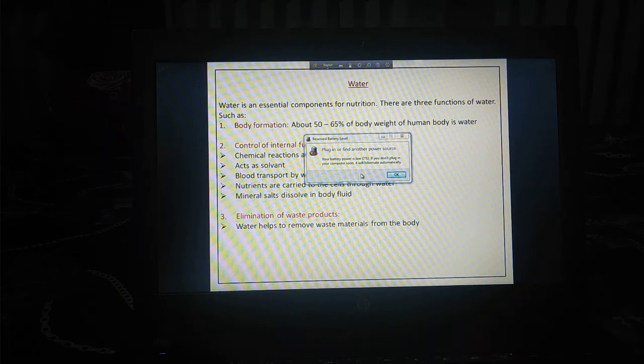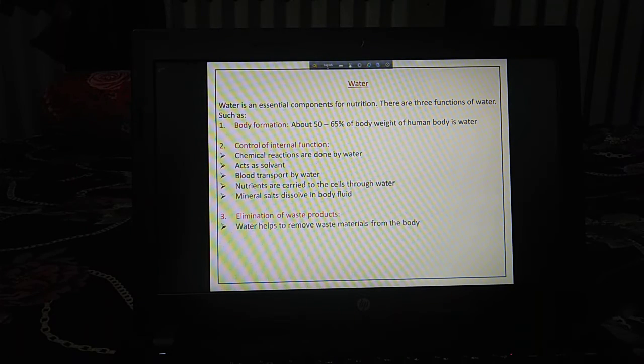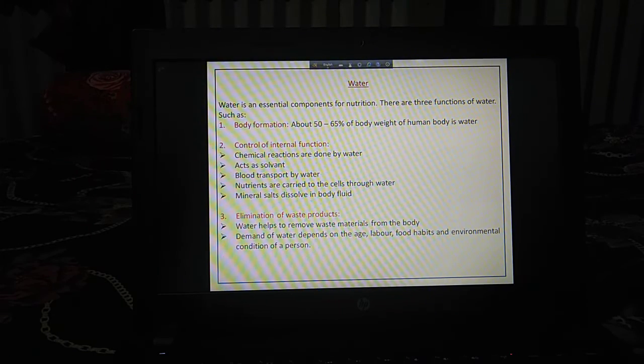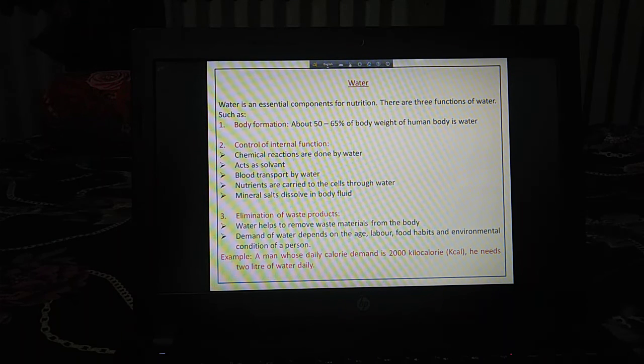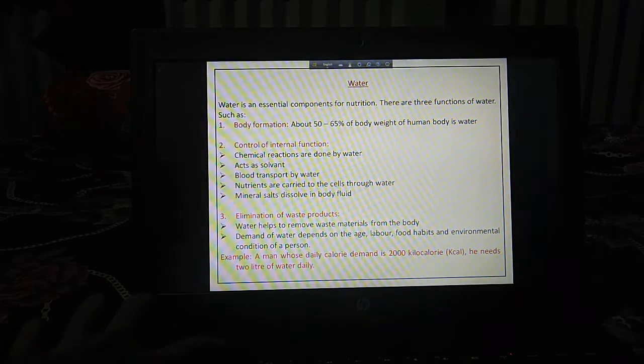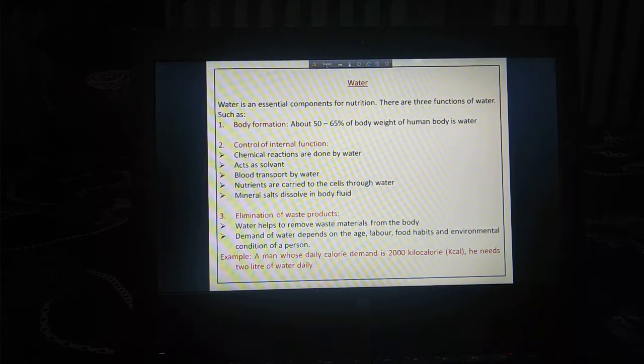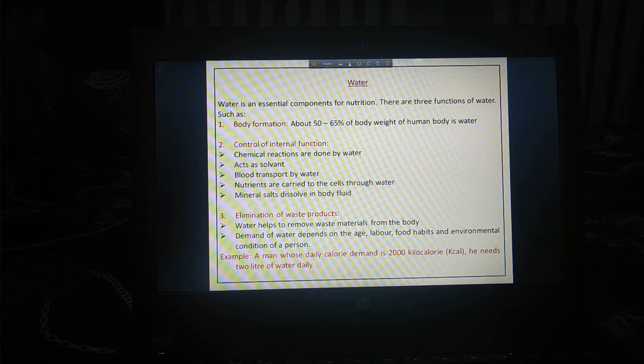So this is very important for your exam. Demand of water depends on the age, level, food habits and environmental condition of a person. So for example, a man whose daily calorie demand is 2000 kilocalorie, he needs 2 liters of water daily.